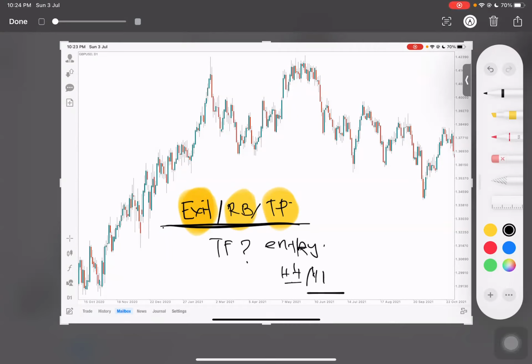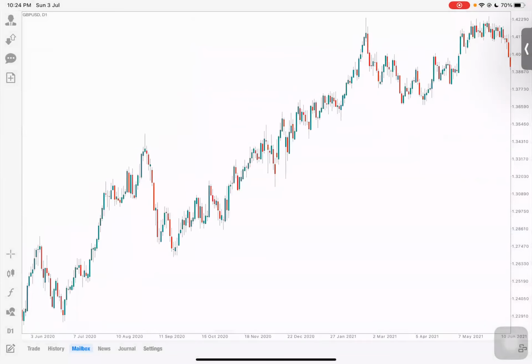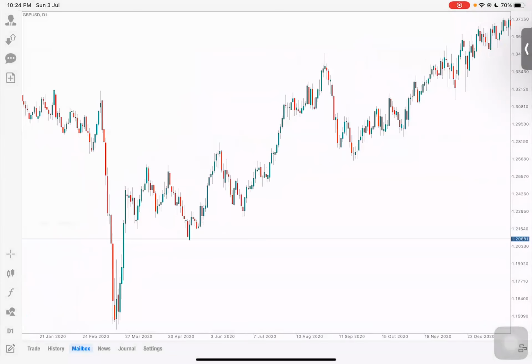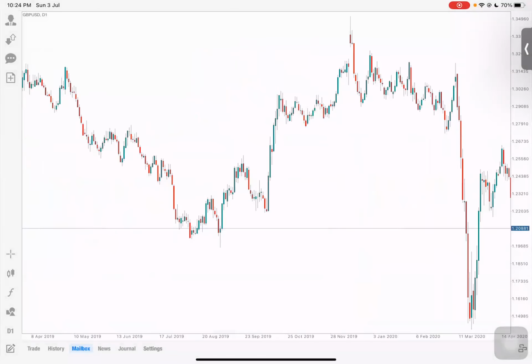Okay, something like that, because you want to see whether the roadblock can be gone through or not. So I'm going to show you what happens if price cannot go through. Hold on, I'll try to find one for you. Okay, nice one. This one is okay.